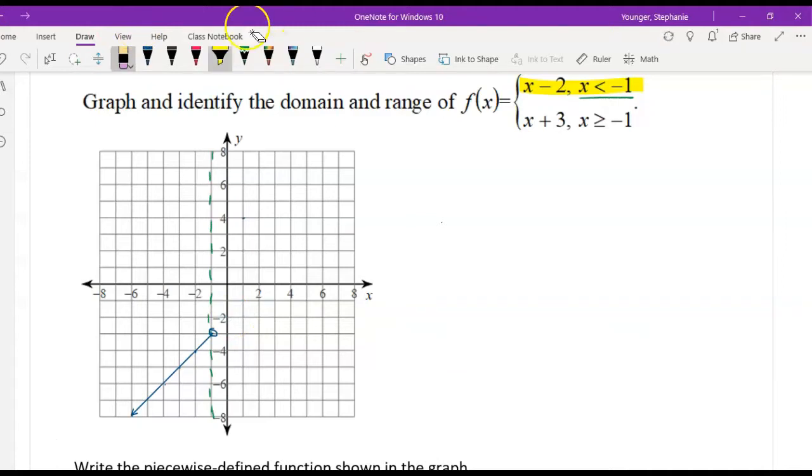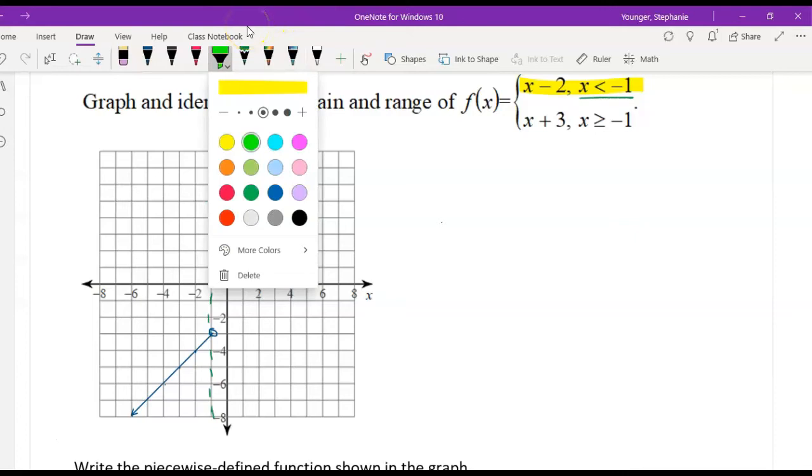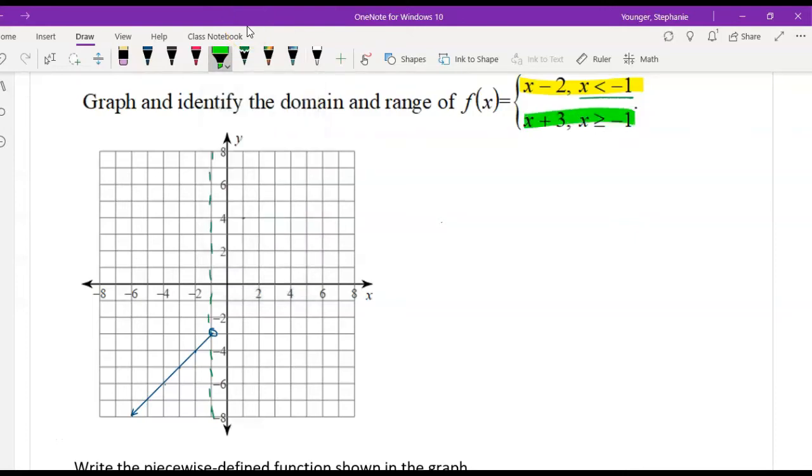Now, when we look at this next function, x plus 3 for x greater than or equal to -1, I'll go to that -1 barrier again. This is where I cannot cross. So I'll go to 3 because that is my y-intercept. Up 1 over 1, down 1 over 1, and I've hit my barrier. Now, this one's going to be a closed circle because it's greater than or equal to. And now I'm going to draw my graph for all values greater than or equal to -1.